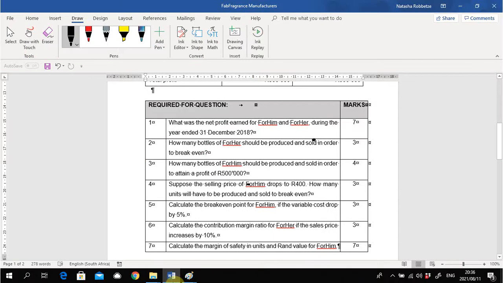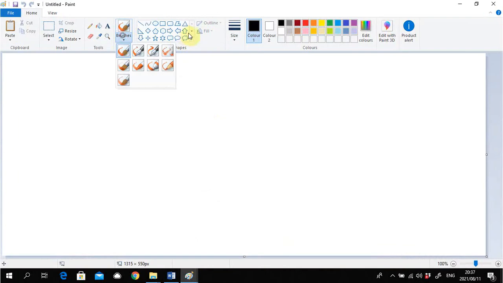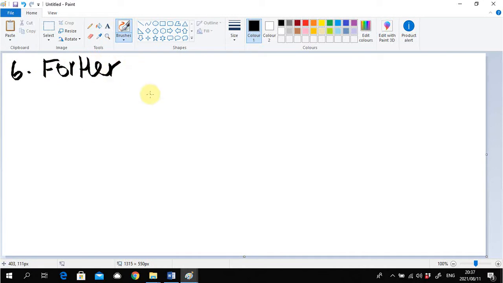Right, we are on number 6. They say calculate the contribution margin ratio for her if the sales price increases by 10%. Right, we are on required number 6, and I'm just making a note for myself. I need to do a calculation for her so that I don't use the wrong information. They tell us that the selling price needs to increase by 10%.